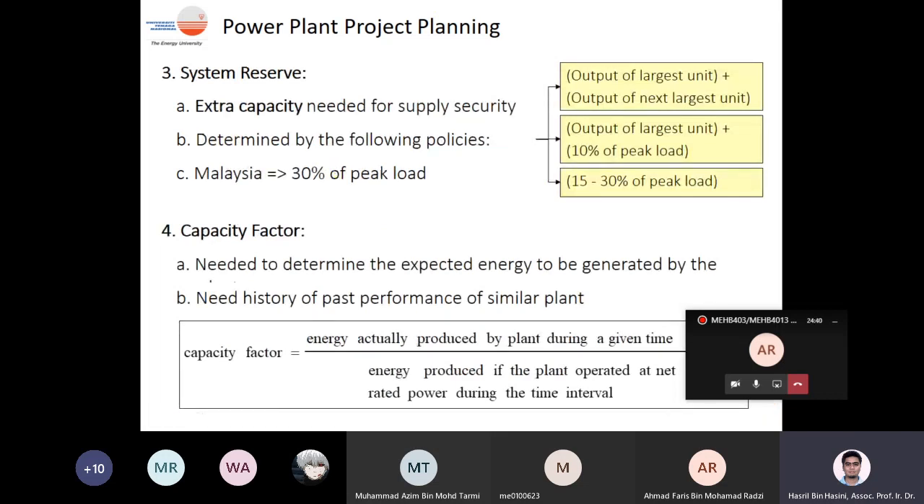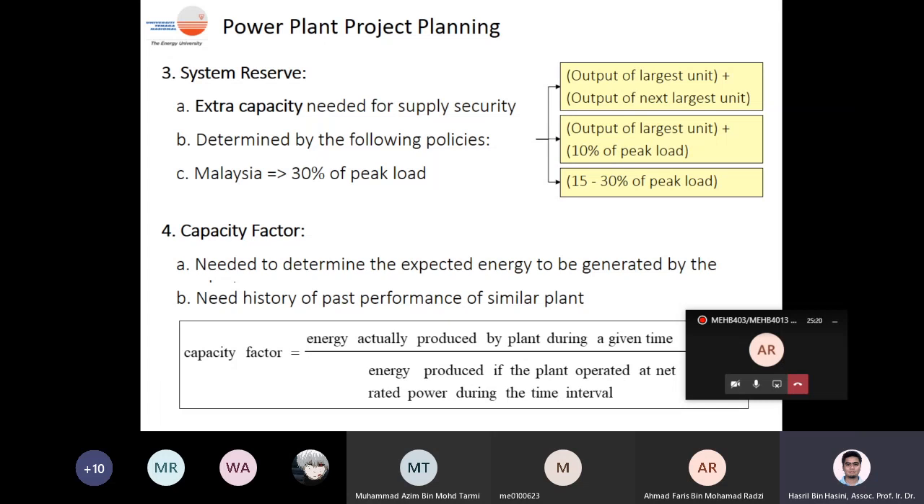Okay, and then capacity factor, this is fairly straightforward, is another important factor for consideration before we can build our power plant. Okay, capacity factor, you need to determine the expected energy to be generated. You know that the definition of capacity factor is the energy that is actually produced by the power plant divided by the maximum rated power for that particular plant. In ideal case scenario, we expect the capacity factor to be 1.